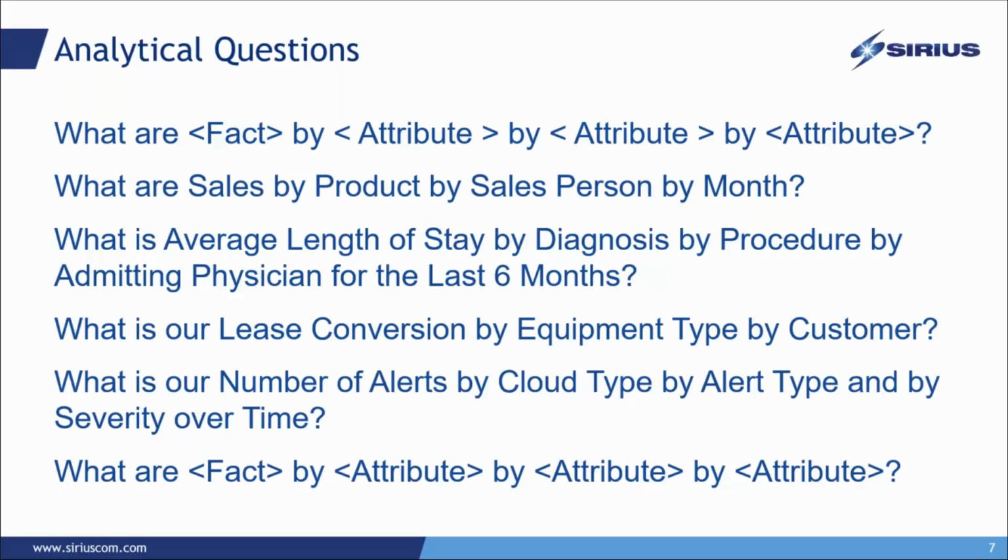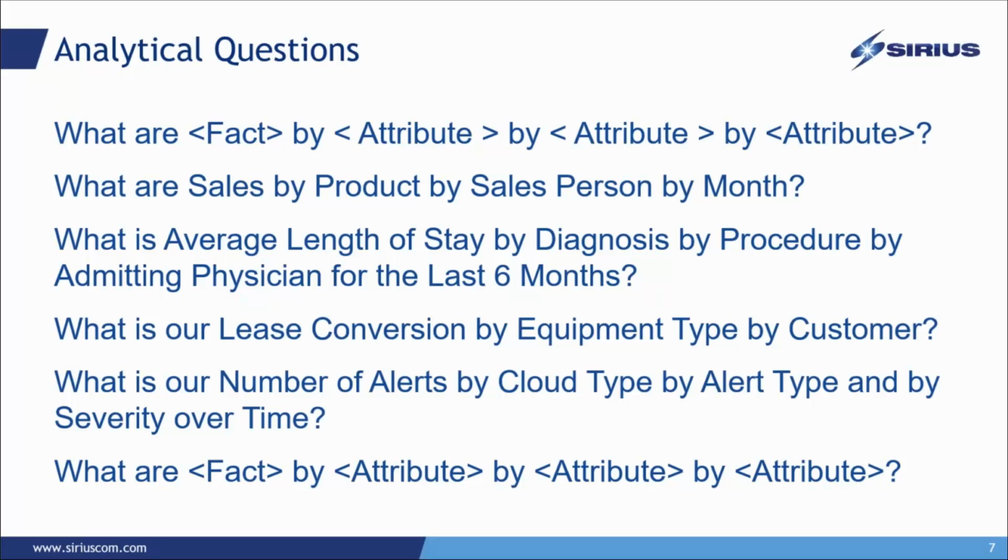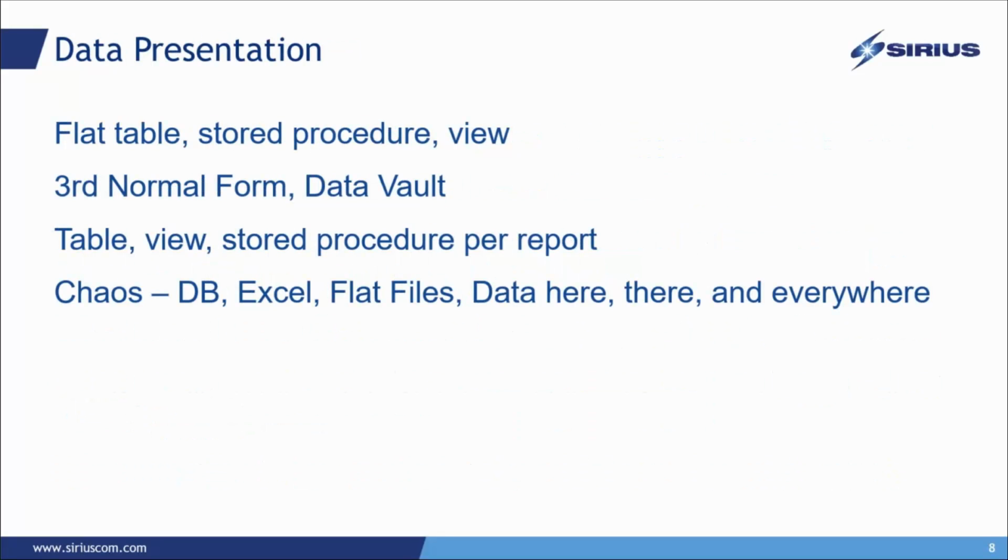So one of the first things to think about is the typical analytical question. You see questions like, what are my sales by product, by salesperson, by month? What's our lease conversion? Just working with a client that we're analyzing the security scans of their cloud accounts. And so what are their number of alerts by severity over time? So all these analytical questions, they almost always fall into this pattern of what is fact by attribute by attribute by attribute. And that is asking questions in a dimensional format. I've got this slide out of place, so I'm going to come back to it.